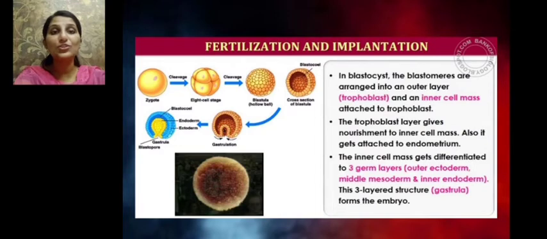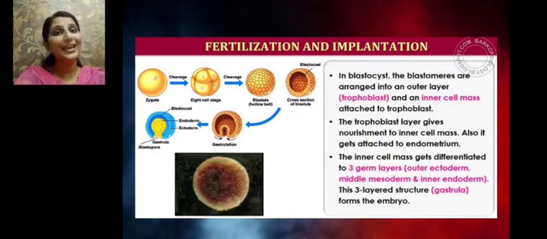The blastomeres arrange themselves in an outer layer called the trophoblast and an inner mass of cells called the inner cell mass, which is attached to the trophoblast. The trophoblast layer gives nourishment to the inner cell mass. Also, it helps the embryo to get attached to the endometrium. We learned that the trophoblast provides nutrition to the inner cell mass and helps it attach to the endometrium for the implantation process.